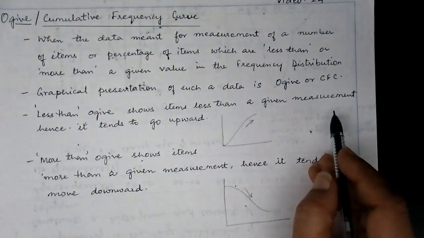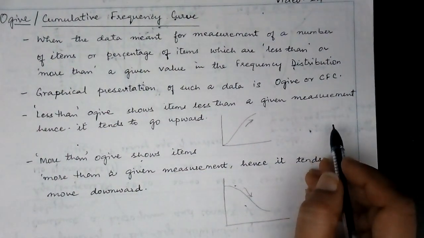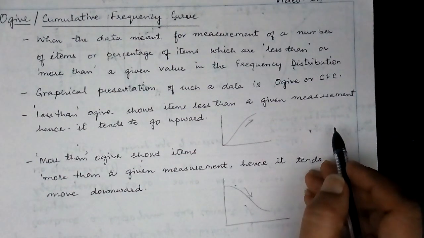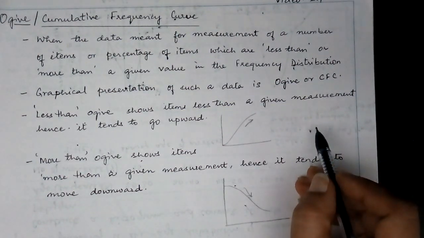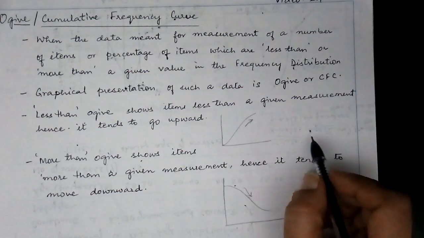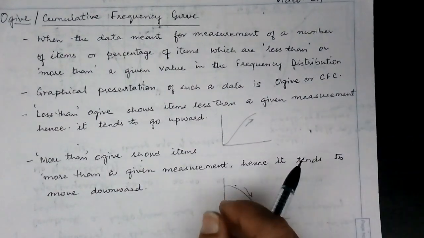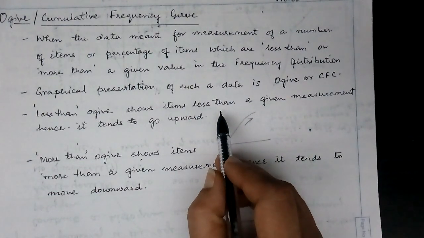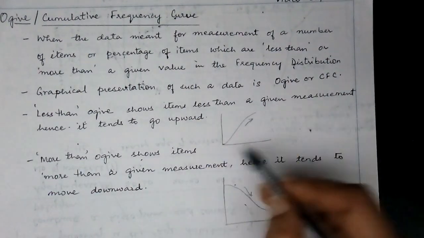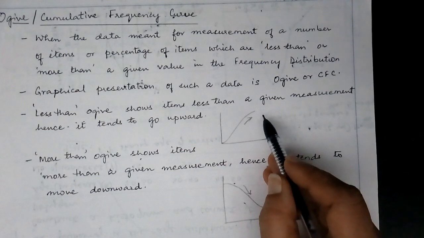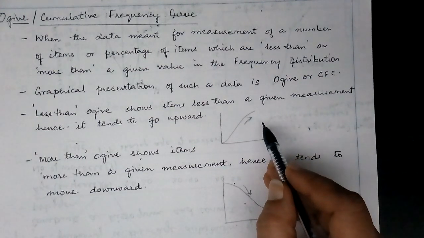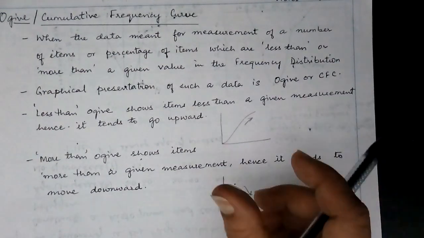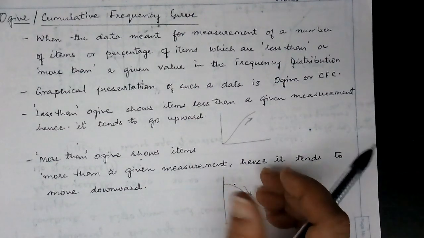What does that mean? For very simple understanding, let's take the example of marks. If a test is conducted out of 50 marks and I want to know how many students have scored less than 40 marks, then this type of diagram will help me know how many students have scored less than 40. So the given measurement is 40.